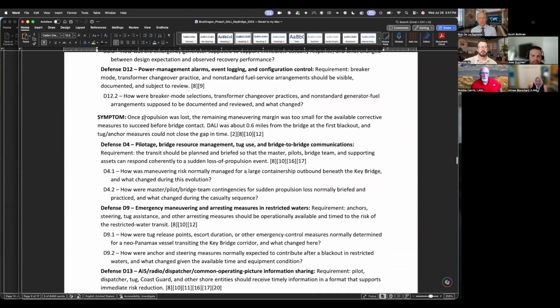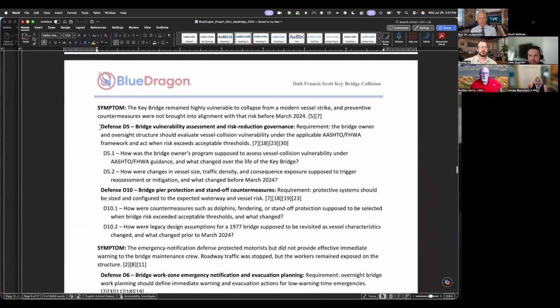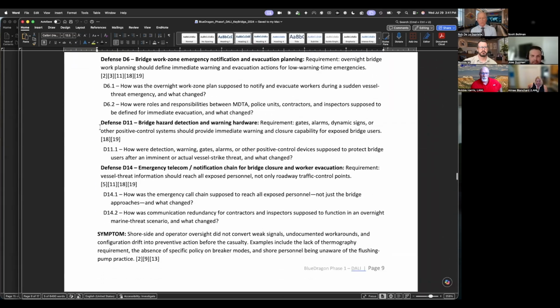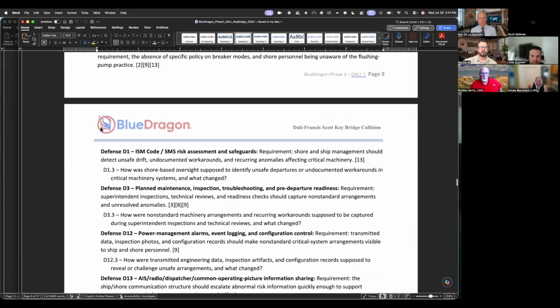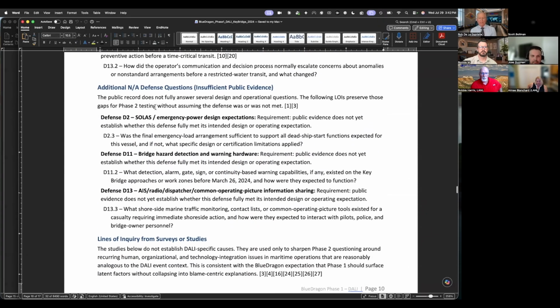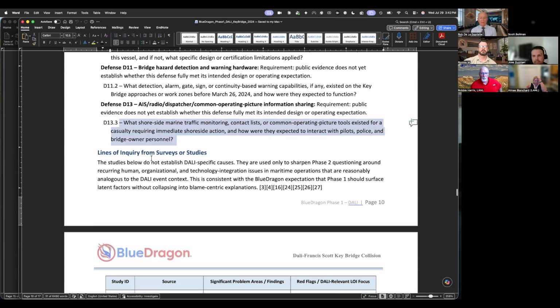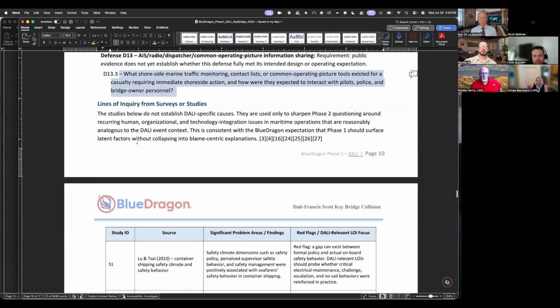And here's another set, defense number 4, 9, 13. I don't remember how these were grouped, but they're all here. And then additional defense questions where there is no evidence, right? Defense number 2, defense number 11 and 13. We're not sure, so we're asking more generic questions. And from all of this, we have everything we need to populate the chart.